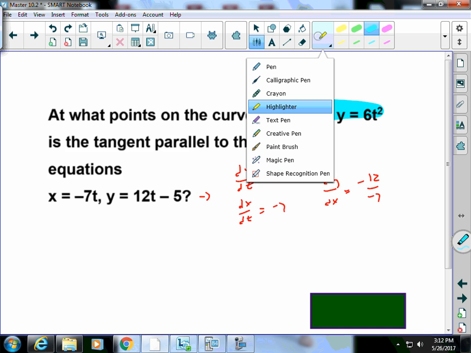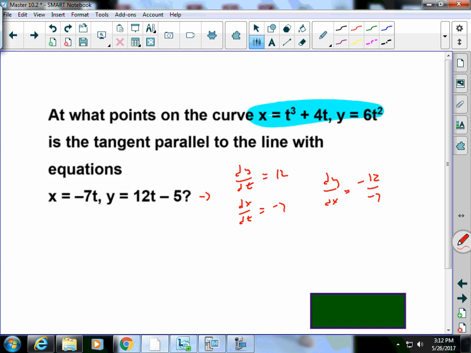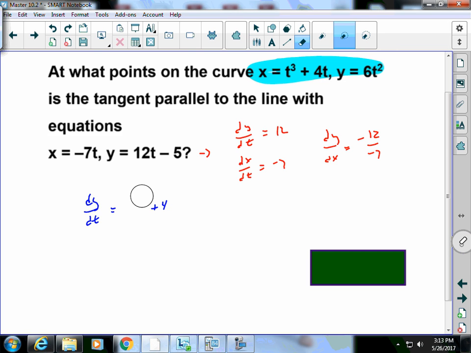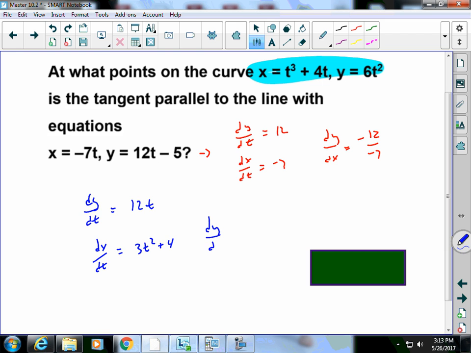Now I'm going to look at that. I'm going to change the color of my ink so I know I'm taking a different derivative. dx/dt is 3t squared plus 4. Whoops, I just did dx/dt. dy/dt is 12t. So dy/dx is equal to 12t over 3t squared plus 4. And again, I just want to highlight that so we're on the same page.